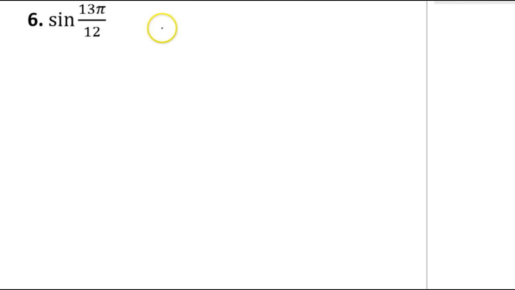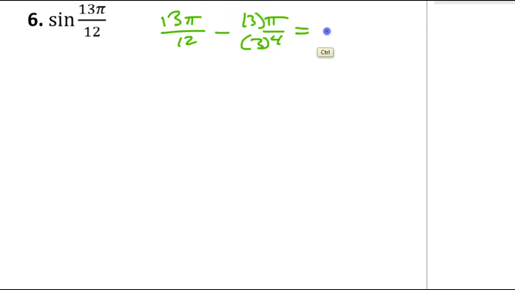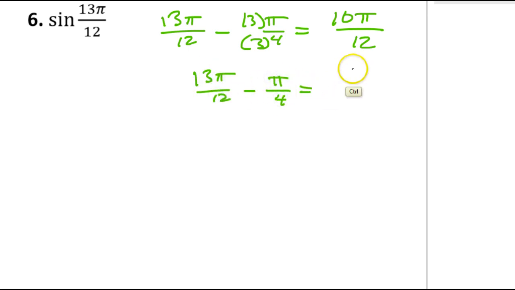Number 6 is going to be very similar. I see the radians, so I'm going to do my radian trick off to the side where I do 13 pi over 12 and I subtract pi over 4, see what I get. I will have to multiply by 3. So that's going to make 10 pi over 12. So that means 13 pi over 12 minus pi over 4 is equal to 5 pi over 6.